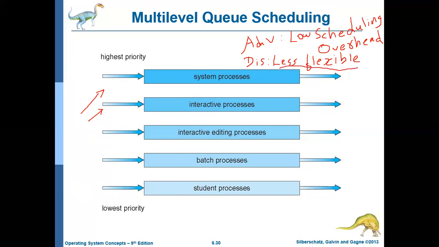As it is less flexible, it may lead to a problem called starvation. Okay, so already we have discussed starvation. Starvation in the sense that the jobs in the lower priority queue may keep on waiting and may never get a chance, or may have to wait for a very long period of time if there are more jobs in the higher priority queue. Assume that the system process queue is always full, then the processes in the student process queue will never be executed. So this problem is called starvation, and starvation is created because this algorithm is less flexible.